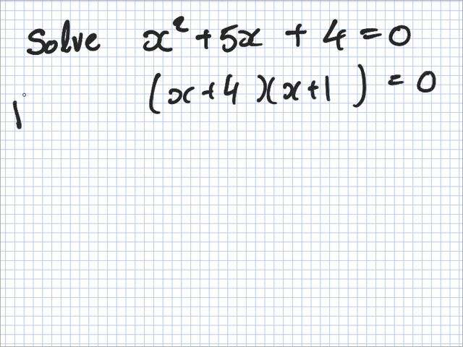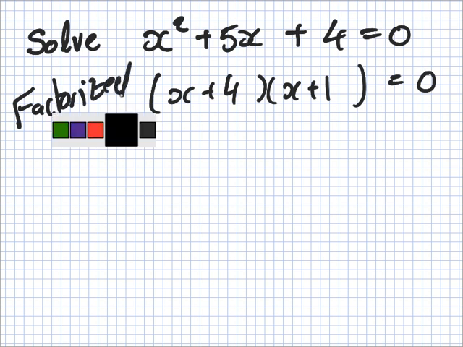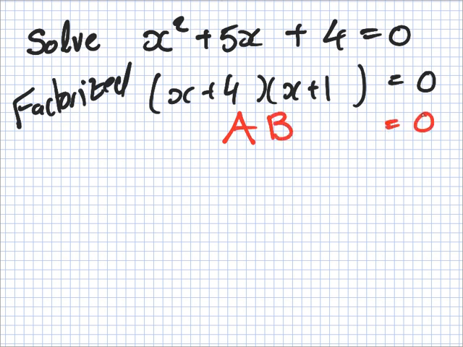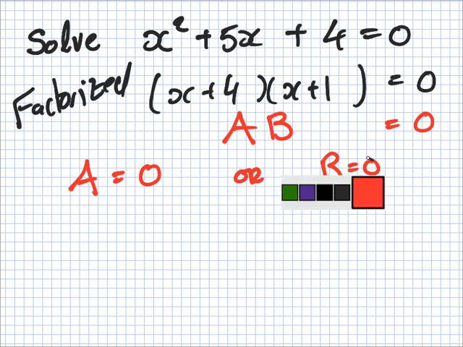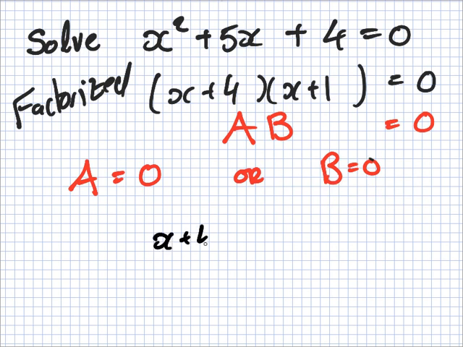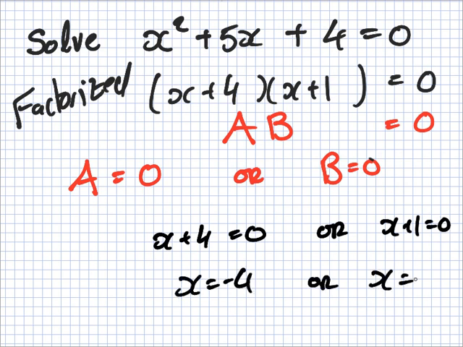So what we did was we factorized. This is where the solving part comes in. If I have two things that multiply to make 0, one of them has to be 0. So we can have A equals 0 or B equals 0. So you could either have x plus 4 equals 0 or x plus 1 equals 0, which means x equals minus 4 or x equals minus 1.